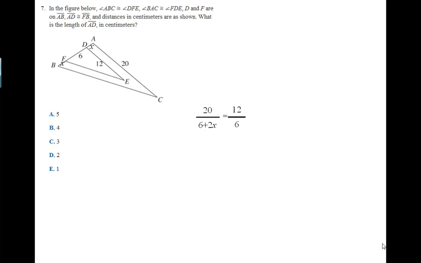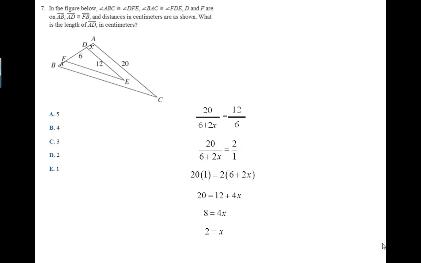Getting somewhere. Cross multiply, or first reduce. No reason to multiply when dealing with 12 over 6. Let's change it to 2 over 1. Cross multiply. 20 equals 2 times quantity 6 plus 2x. Distribute. 20 equals 12 plus 4x. 8 equals 4x. 2 equals x.